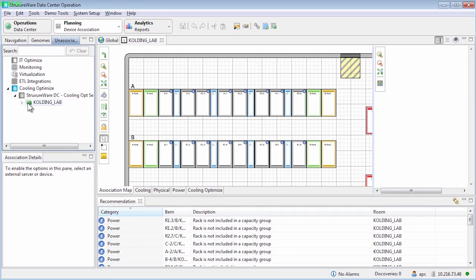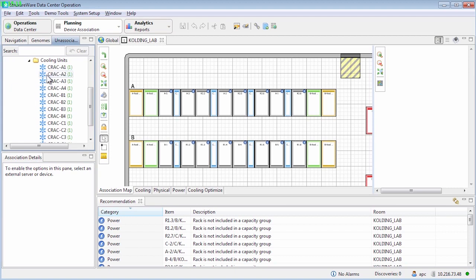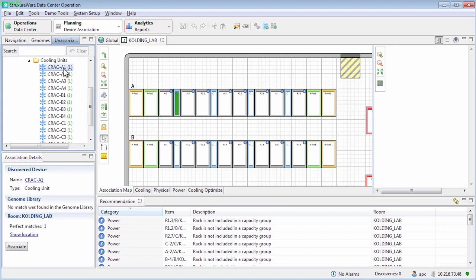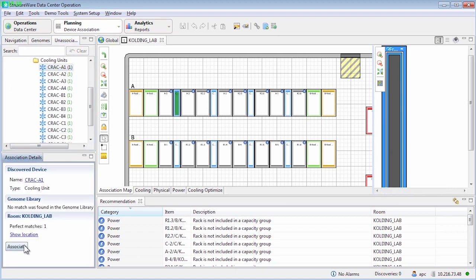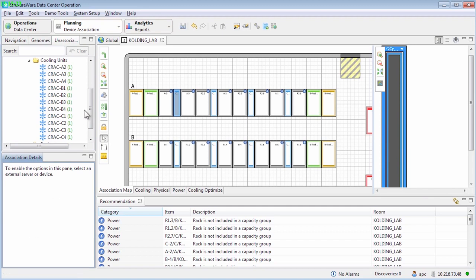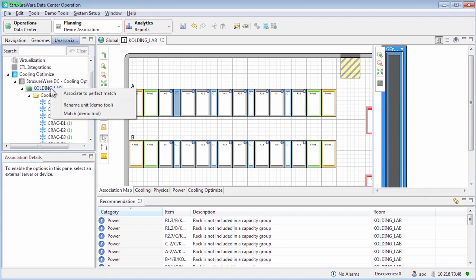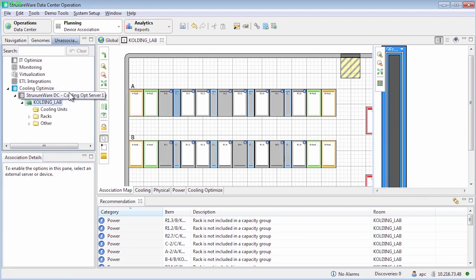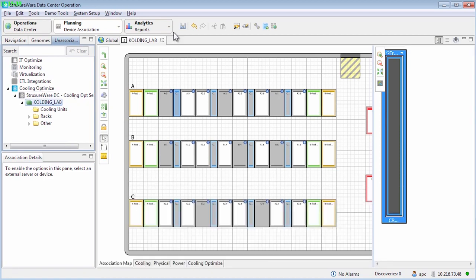These are monitored racks and controlled cooling units. Here, you see monitored racks highlighted. Let's have a closer look at the Cooling Optimize overlay.